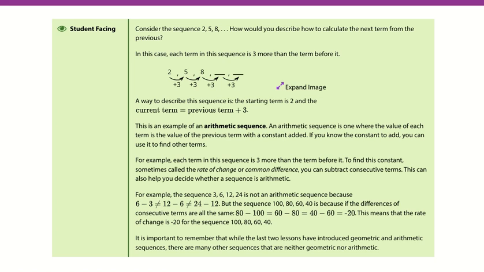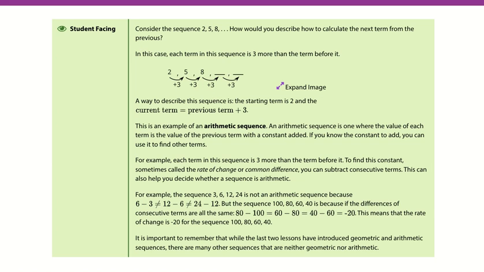Remember, an arithmetic sequence is one where the value of each term is the value of the previous term, the term right before, with a constant added, or a constant subtracted, which is like adding a negative. If you know the constant to add, you can use it to find the other terms. So we can find terms really far out. For example, each term in this sequence is 3 more than the term before it.